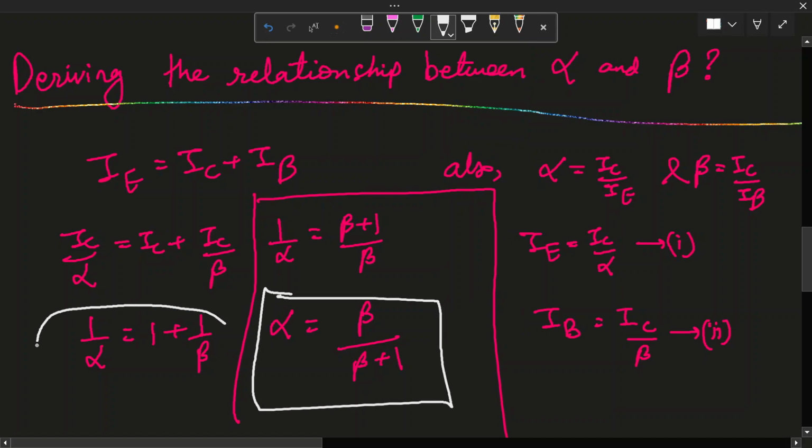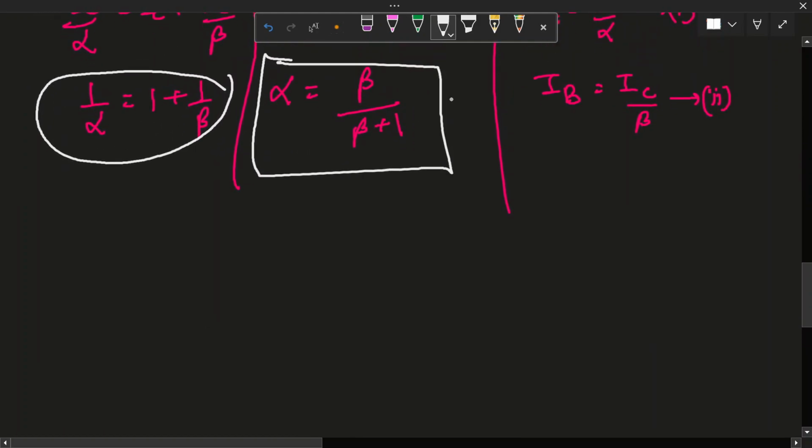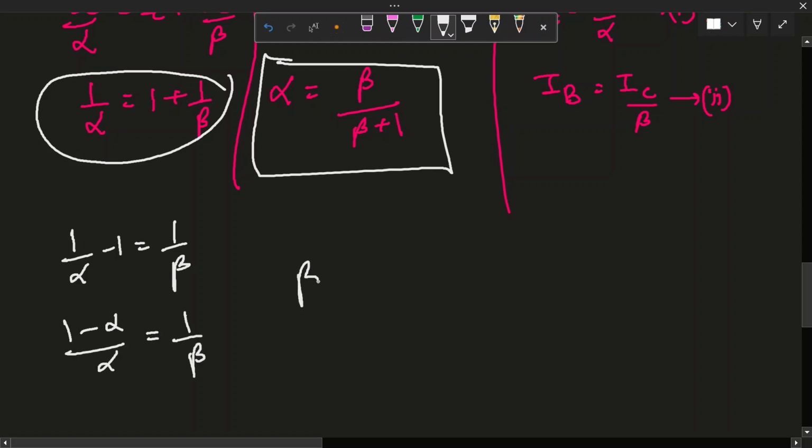Now using this equation, let me express beta in terms of alpha. So I will do 1 by alpha minus 1 is equal to 1 by beta. 1 minus alpha by alpha is equal to 1 by beta. Now if I do the reciprocal, I will get beta is equal to alpha by 1 minus alpha.